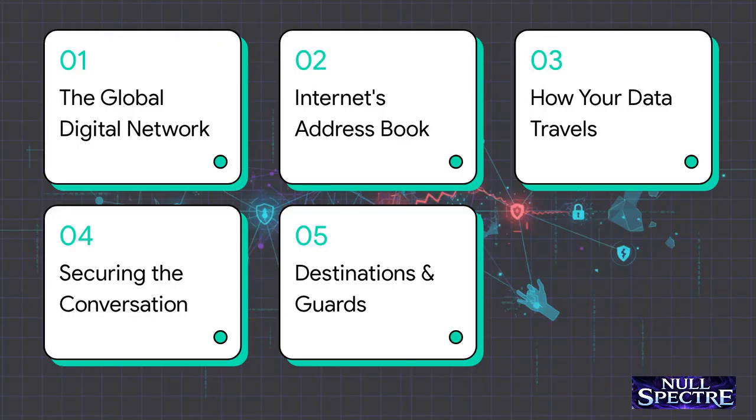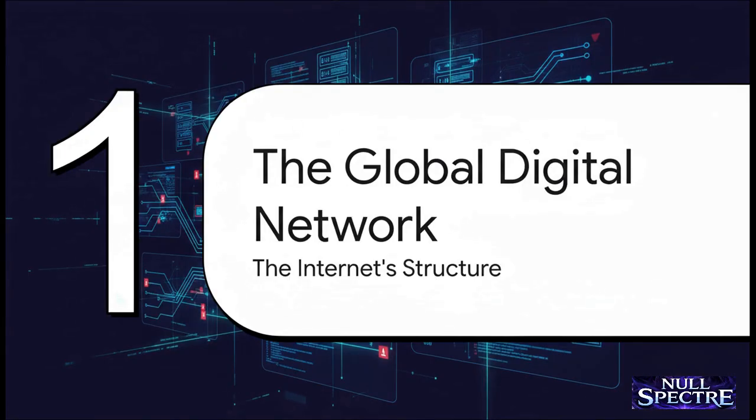So here's our roadmap for the journey. We're going to start with the big picture, the network itself. Then we'll zoom in on how computers find each other with the internet's address book. After that, we'll look at how your data actually makes the trip, how we keep that trip private, and finally, where it all ends up and who's guarding the door. Let's do this. First up, what even is the internet?